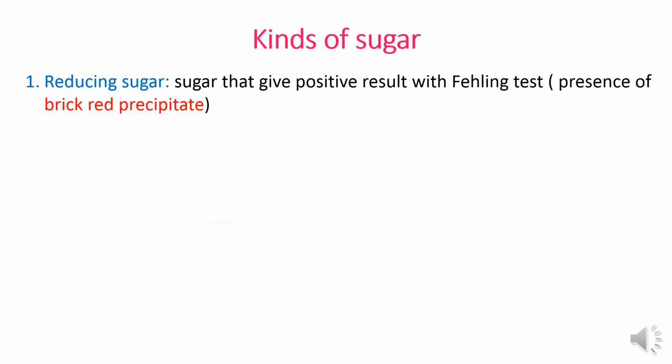Kinds of sugar. Reducing sugar, sugar that gives a positive result with the Fehling test, the presence of a brick red precipitate. When a brick red precipitate is formed after heating a test tube containing the tested food and Fehling solution, this indicates that this food contains reducing sugar, like monosaccharides, that are glucose, galactose, and fructose. Lactose is a reducing sugar and also maltose.